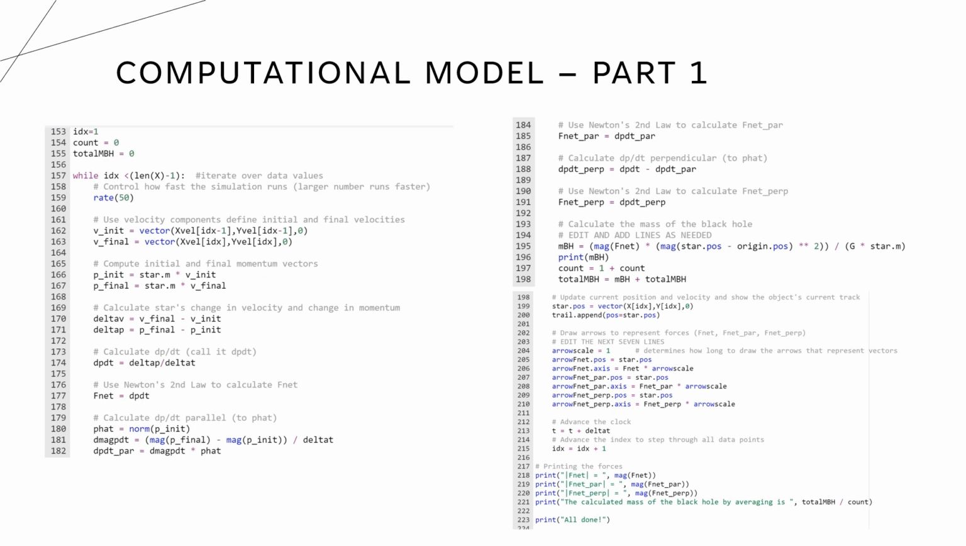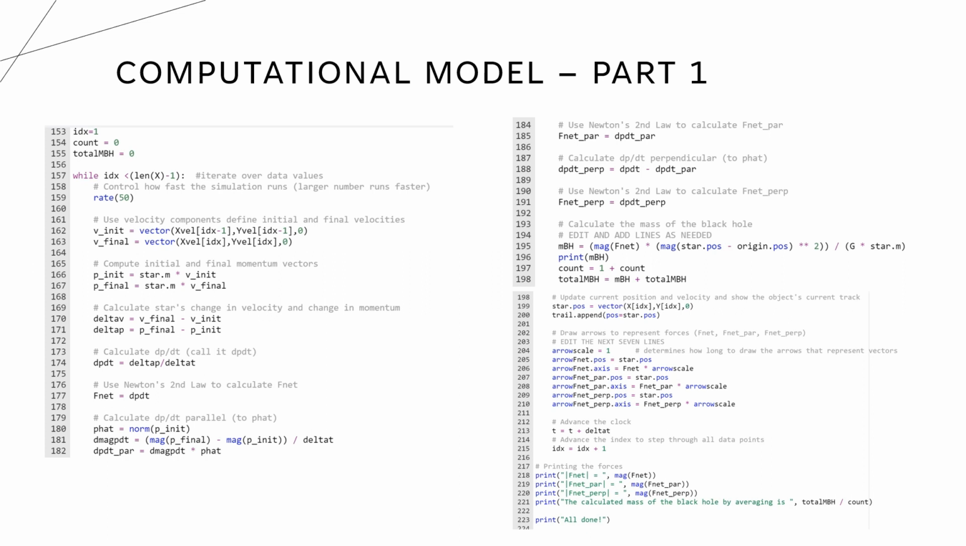Here's the actual iteration. We'll use the formula momentum equals mass times velocity to find initial and final momentum vectors. Delta V is calculated by subtracting V initial from V final. Delta P is calculated by subtracting P initial from P final. dP/dt is then delta P divided by delta T, which is also equal to the net force.